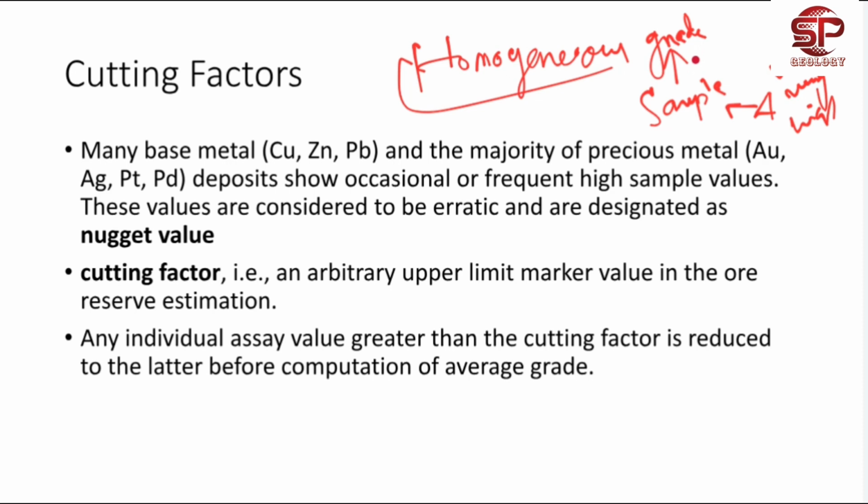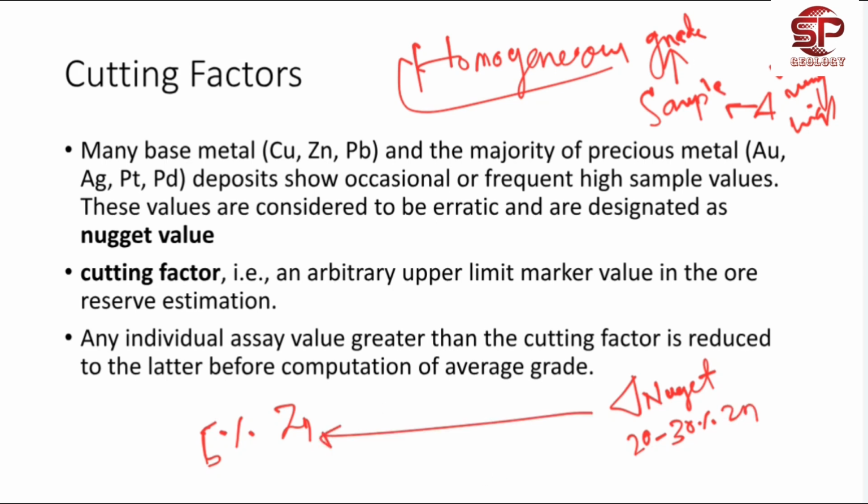Automatically increase the grade. You are getting it now. So I have taken the sample, and it shows 5% of zinc. But what happened? A zinc nugget. It is called a nugget. So this zinc nugget with almost 20 to 30% zinc came and was included in the sample. It increased the grade to 10%, 12% of zinc.